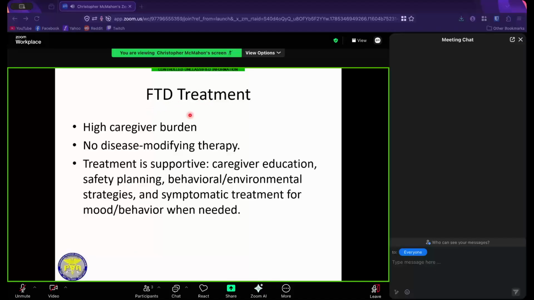Frontotemporal dementia treatments. Again, watch out for that caregiver burden, because this might be someone that's younger, someone that's still working, and someone that still has younger family members, and they're having a ton of those behavioral health issues that can end up being very burdensome for the family. There are not really any disease-modifying agents, because the cause is a lot of smaller infarcts over a long period of time. We can't really reverse those. Treatment tends to be supportive: caregiver education, safety planning, behavioral and environmental strategies, symptomatic treatment. That might be SSRIs, SNRIs, maybe even up to antipsychotic medications.